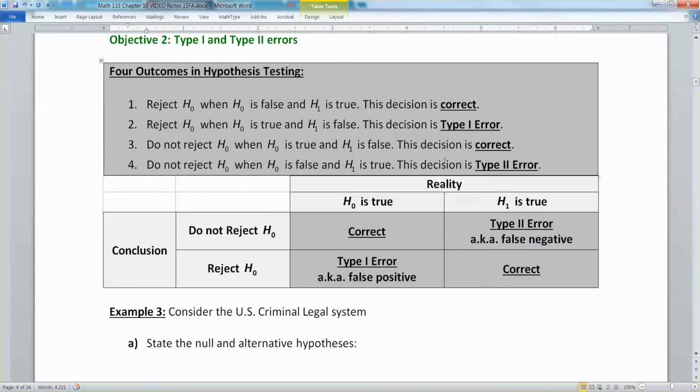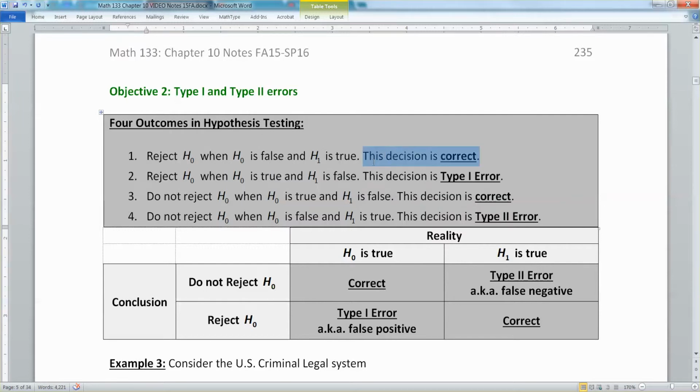Because whenever you make a choice, it could be that you're making the correct decision, or it could be that you're making a decision that's an error. Okay, so if we reject the null hypothesis and the null hypothesis was truly false and the alternative was true, then when we rejected that null hypothesis, that's a correct decision. And if we reject the null hypothesis, but the null hypothesis was true and the alternative was false, that would be a type 1 error.